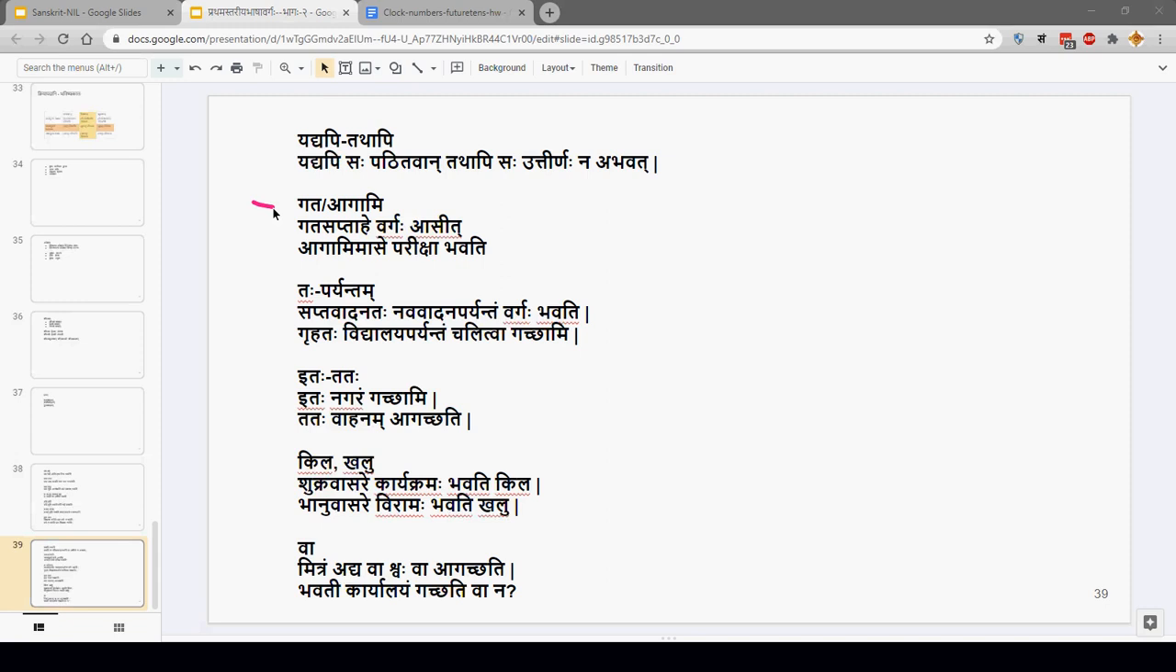So if you want to say, read previous day's newspaper, how are we going to say? Newspaper is varta patrika. Okay. So using that word, can you make the sentence? Varta patrika.